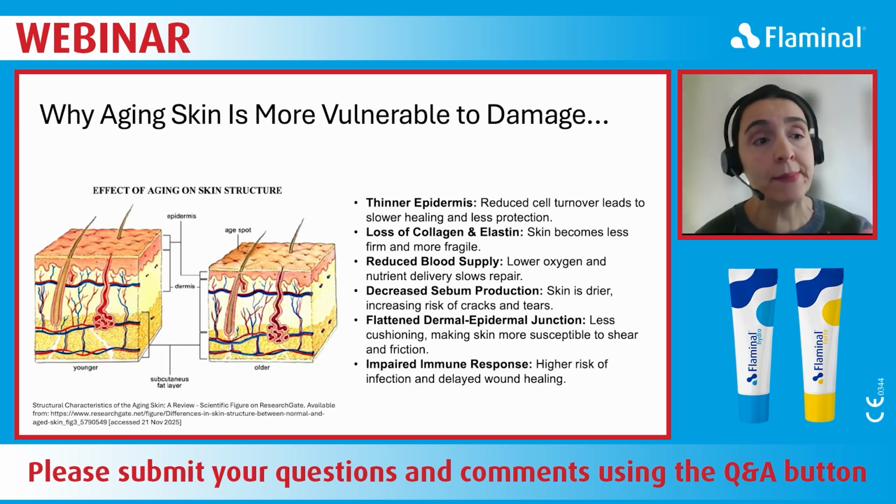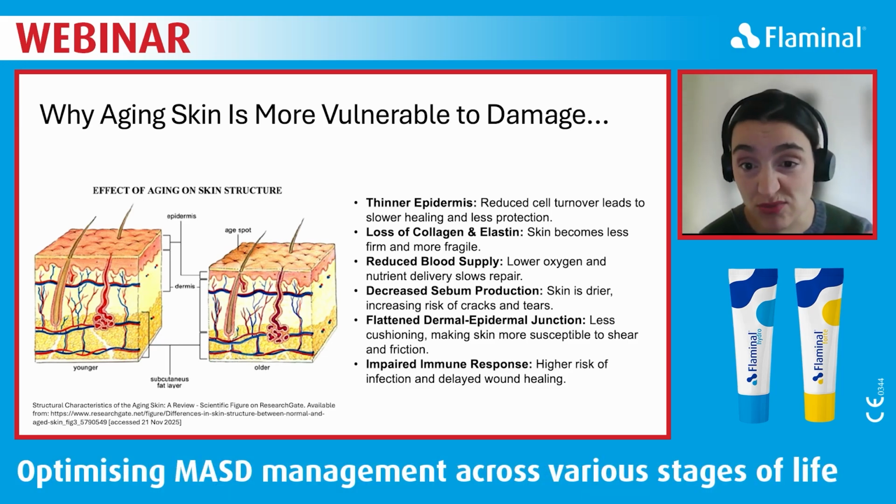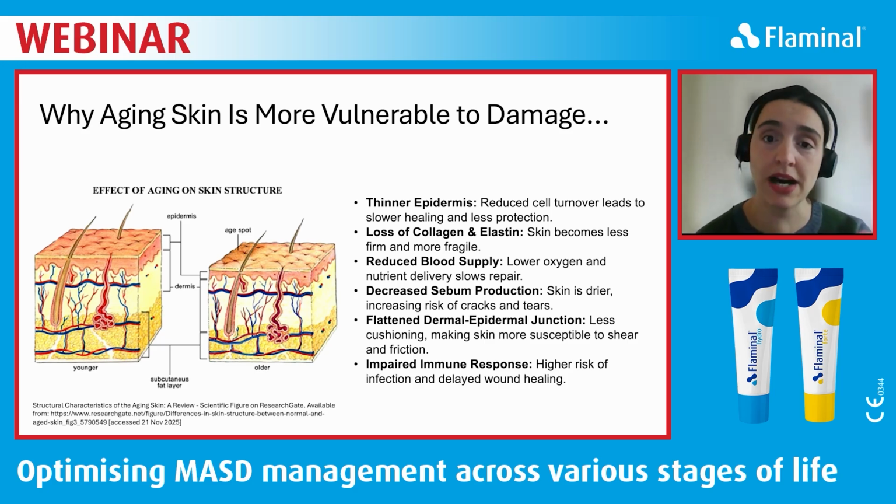prominences. There's also an impaired immune response, which means higher risk of infection, really. So what happens is aging affects the immune surveillance in the skin, reducing the ability to fight pathogens. This means any breakdown, again, such as MASD, has a higher chance of becoming infected, and then healing is delayed.